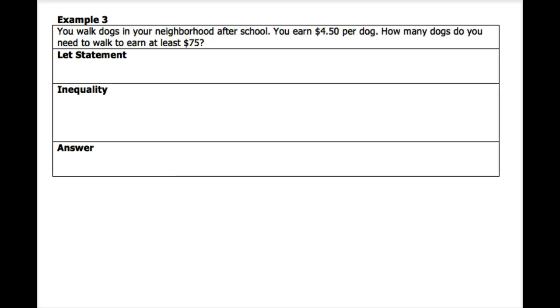Okay, moving on to number 3. We'll get a little bit more challenging here. For this one, it says you walk dogs in your neighborhood after school. You earn $4.50 per dog. How many dogs do you need to walk to earn at least $75?